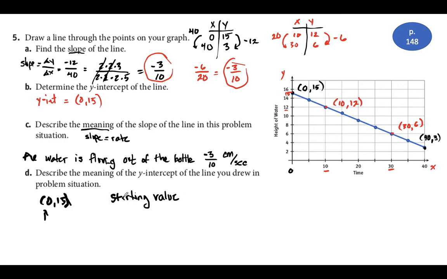So the starting value is going to be the y-intercept. So I would say we started with 15 centimeters of water. I would say in the water bottle, but this pen stinks, so I'm not going to. 15 centimeters of water. That's what the y-intercept means. What you started with, the starting value. The output when the input was 0. Okay.